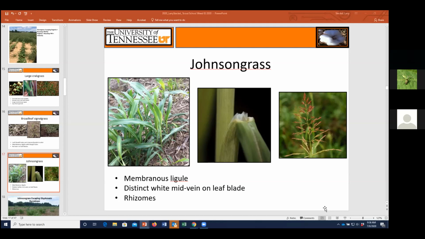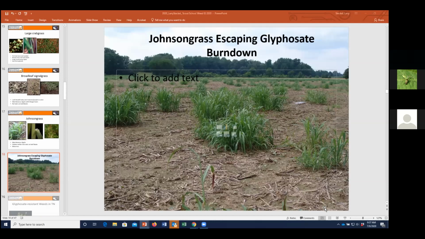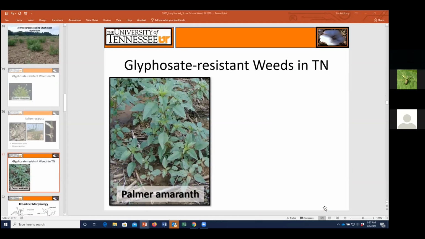And a lot of our Johnson grass here in Tennessee is rhizome Johnson grass, a perennial grass. And here's Johnson grass escaping a glyphosate burndown. We're seeing more and more glyphosate-resistant Johnson grass spreading across West Tennessee in our fields. And then we'll turn it back over to Dr. Steckel to talk about broadleaves.